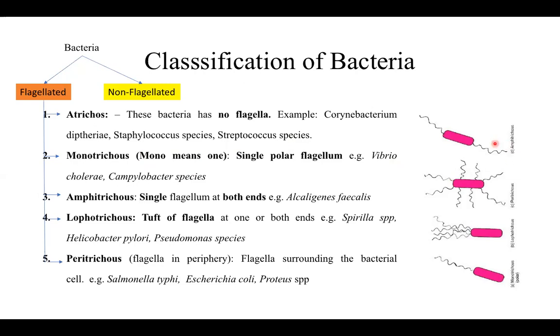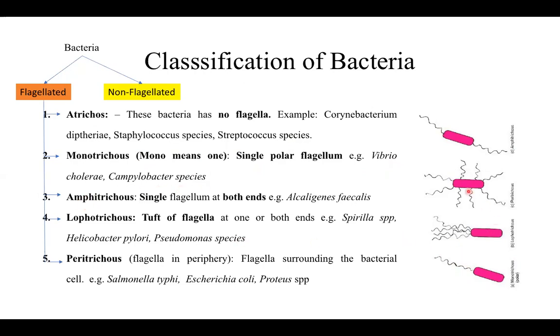Some of the bacteria have a single flagellum at one end. Those bacteria which have a single flagellum at one end are monotrichous. Mono means single. Examples of these types of bacteria are Vibrio cholerae or Campylobacter.